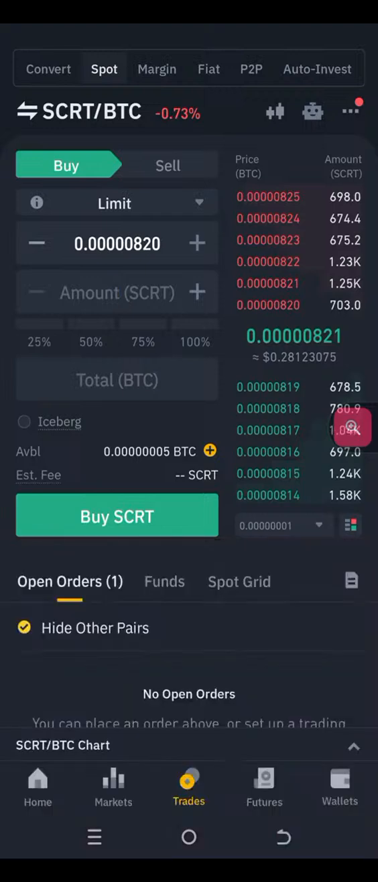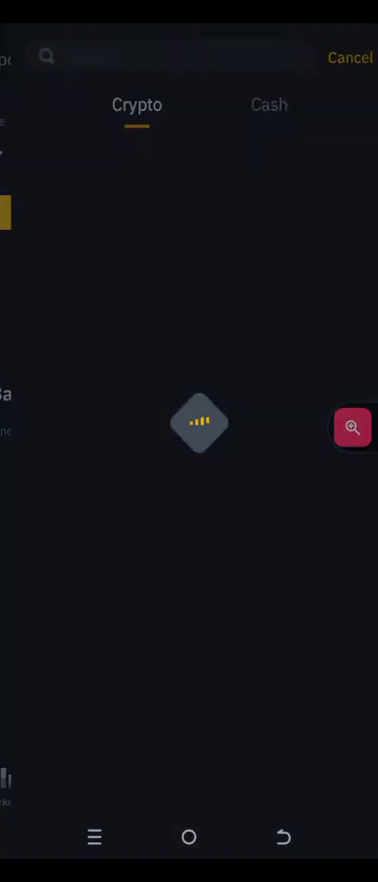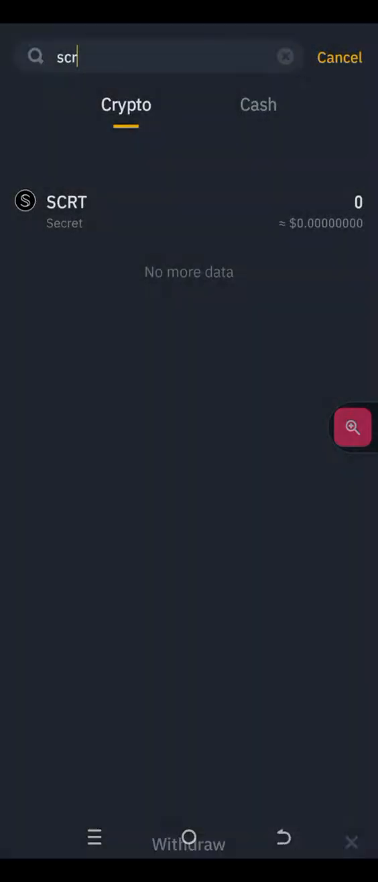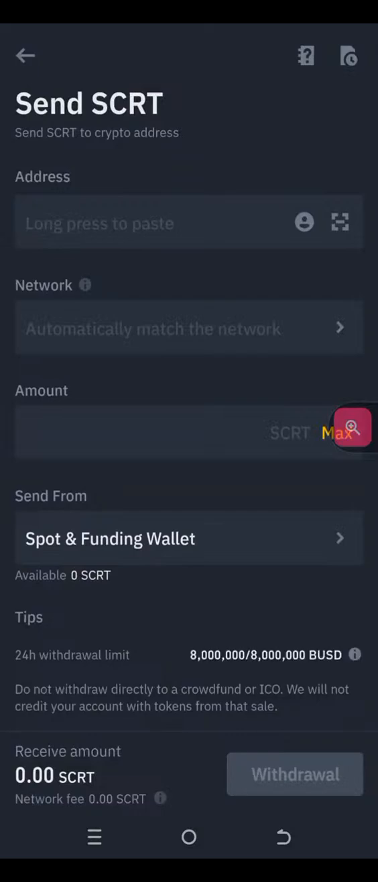Let's see how it goes. Let's go and check the withdrawal, okay? Because the withdrawal is very important, okay? We'll click on withdraw. Let's search for SCRT. Click on send by crypto network. And we want to check, what is the network?